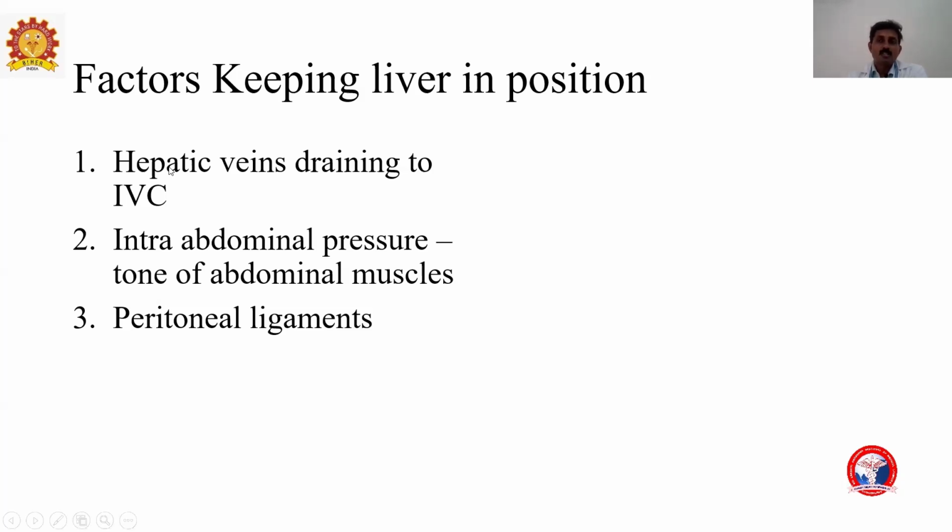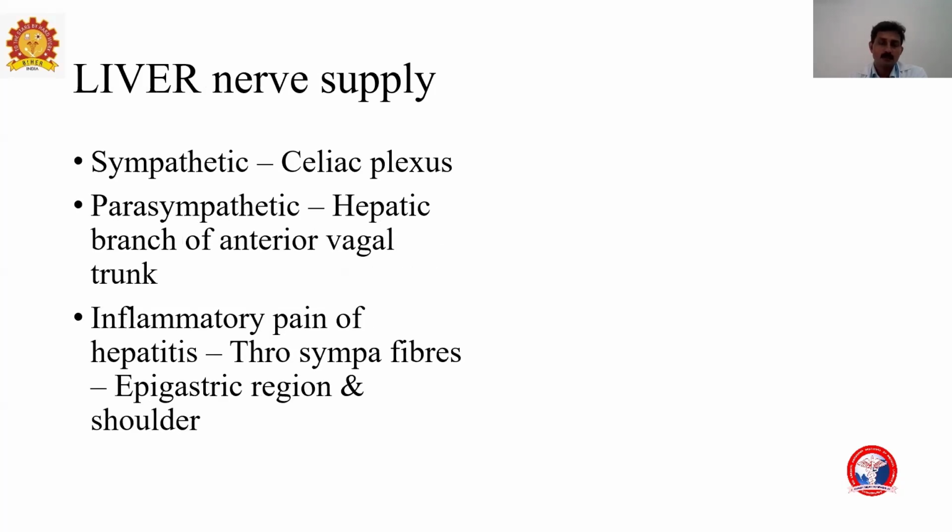The second part is the intra-abdominal pressure. We have a positive intra-abdominal pressure created by the tone of the abdominal muscles. That is also keeping the liver in position. The last part is the peritoneal ligaments. Most students make the mistake of thinking that the peritoneal ligaments are keeping it in place. They are actually only the secondary support for the liver. The main support is the hepatic veins. So that is what holds the liver.